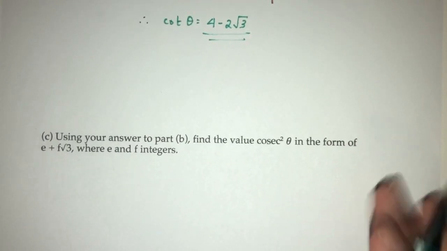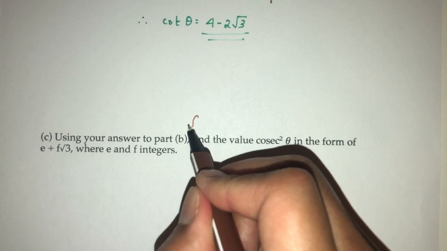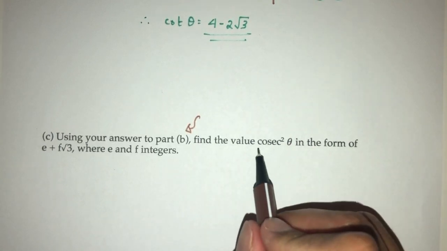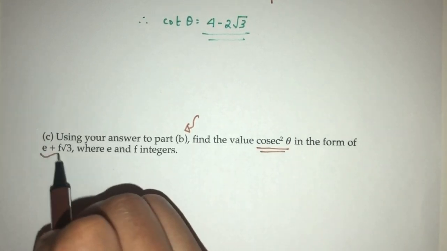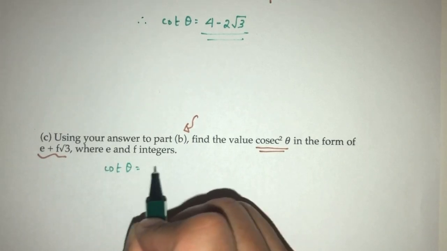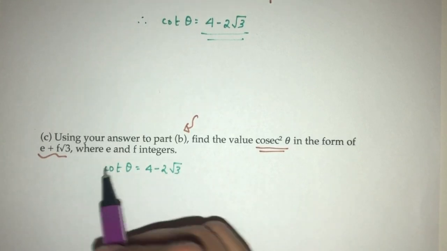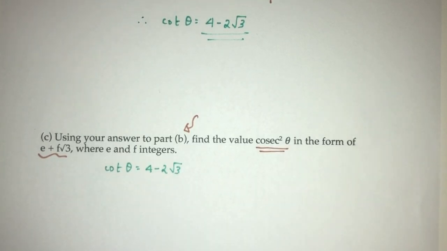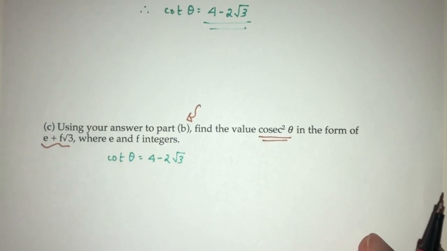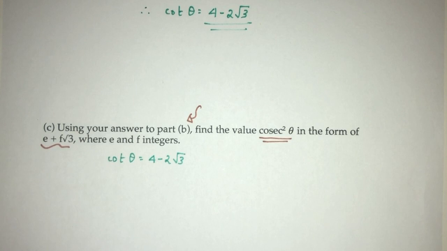Now for part C of the question, let's see what we have. Using your answer to part B, we have to find the value of this in the form of this. So in part B, we have cot theta has to be 4 minus 2 root 3. Now how can we use this to find this? We are given this formula as well in our list of formulas, but if you don't know that, no worries, we can try to derive this. Let me show you guys.